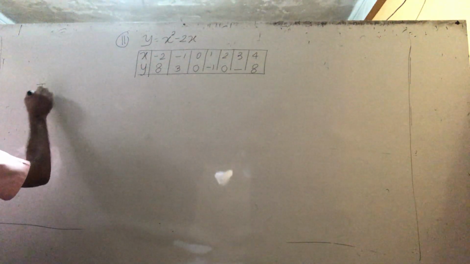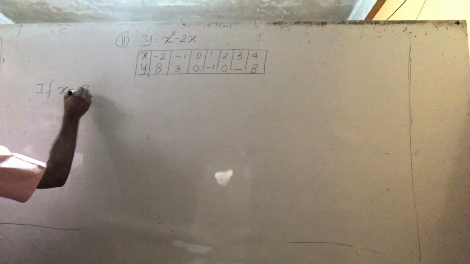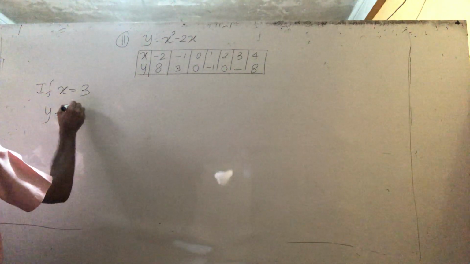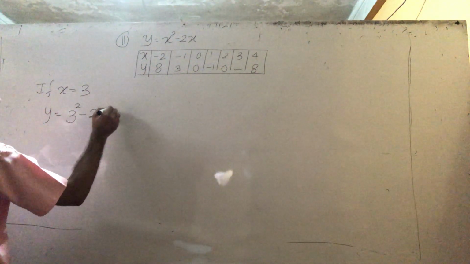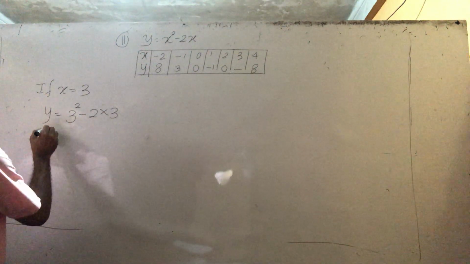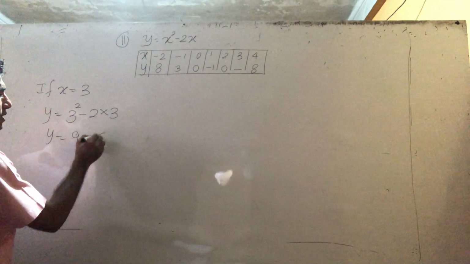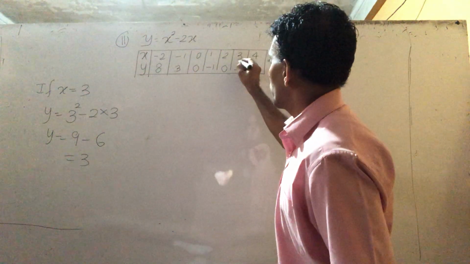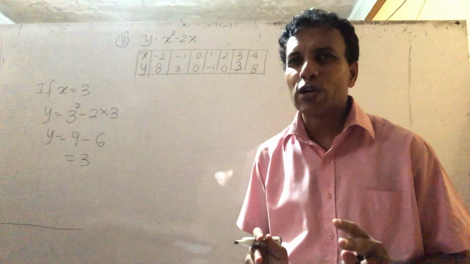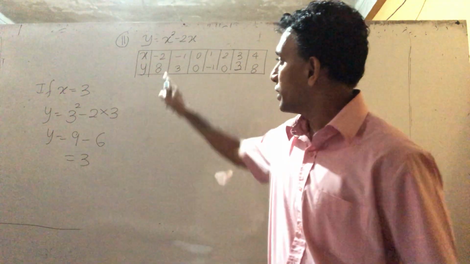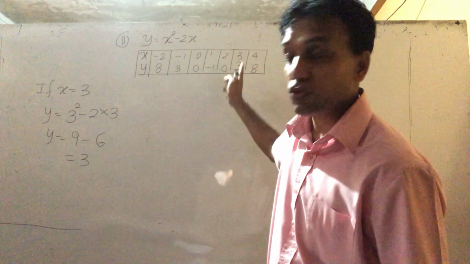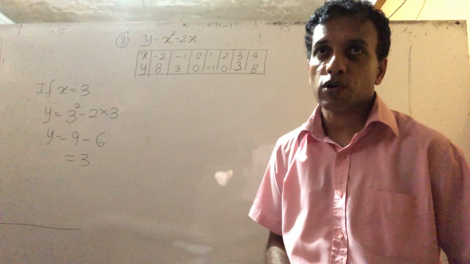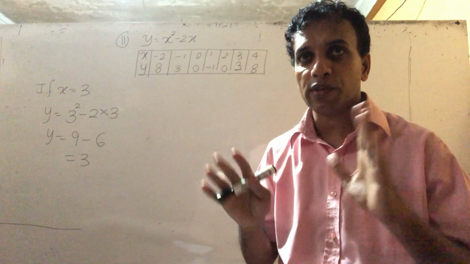So if x equals 3, y equals 3 squared minus 2 times 3. So y equals what? 9 minus 6, which is 3. So here 3. By symmetry you can also fill that blank. Here 8, here 8, here 3, here 3, here 0, here 0, here minus 1. See clearly the values are okay. Therefore you can draw properly without any problem.